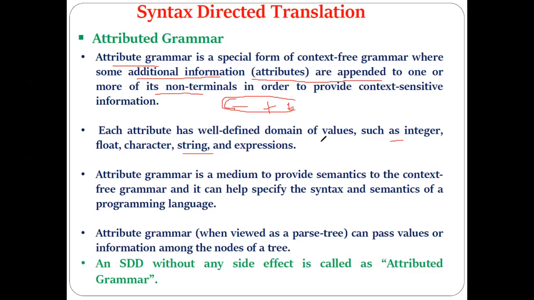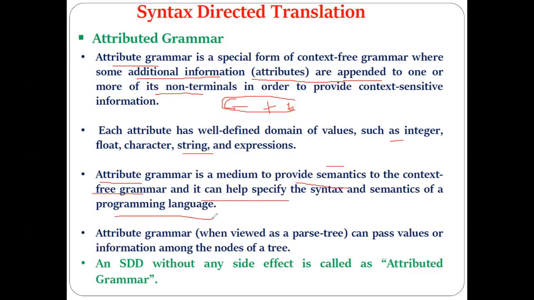Now why is it actually needed? To the original grammar we have to provide some meaning, some semantics. And to provide some meaning to that particular original grammar, we have to add attributes to that grammar. That is the thing I have mentioned here. Attributed grammar is a medium to provide semantics, to provide meaning to the original context-free grammar. And it can help to specify the syntax and semantics of the programming language.